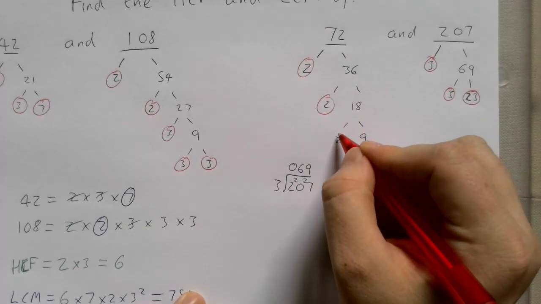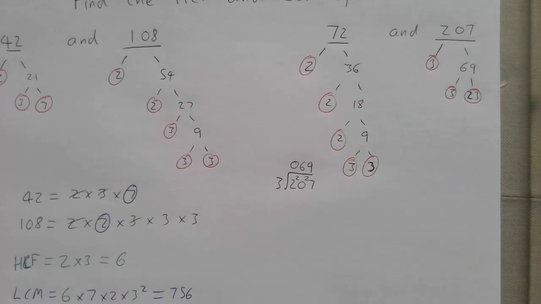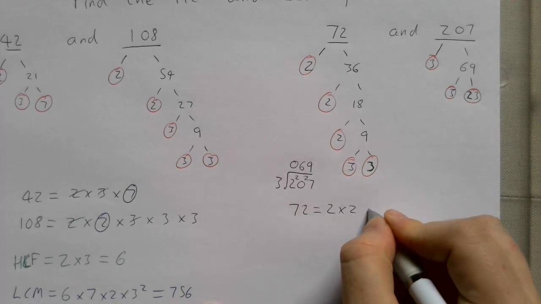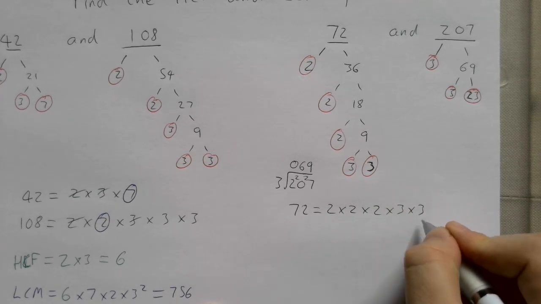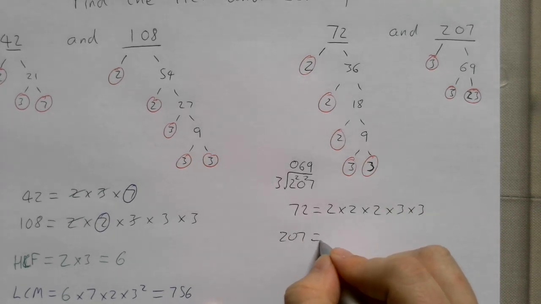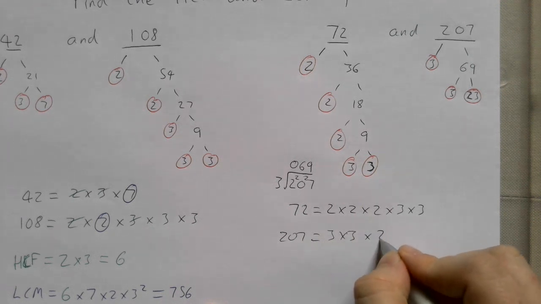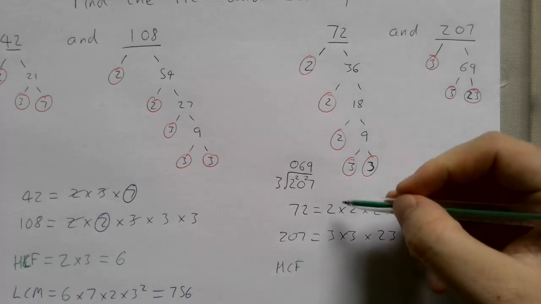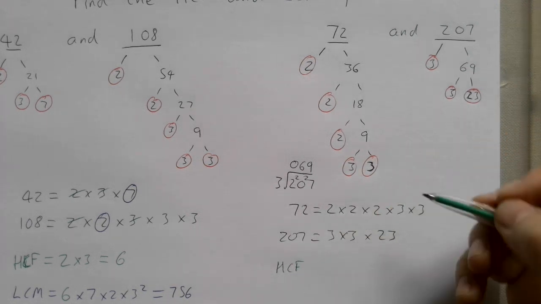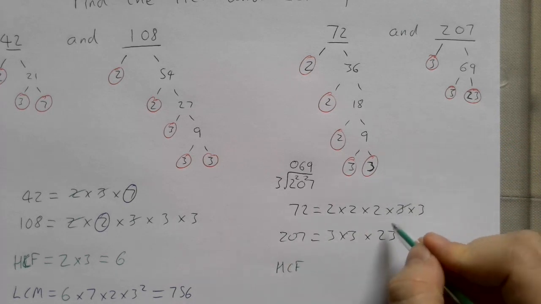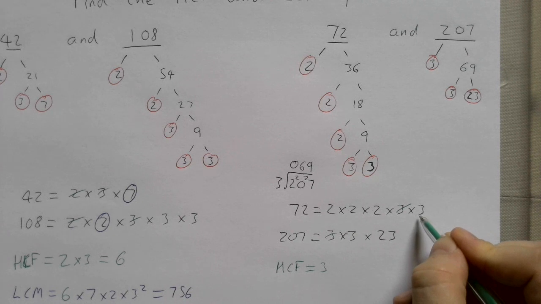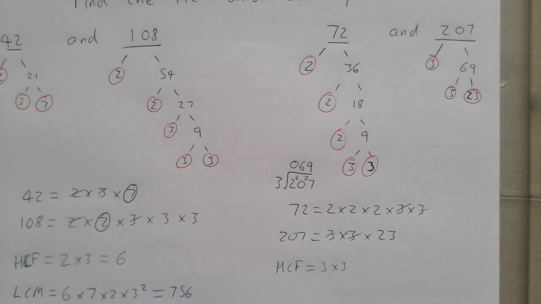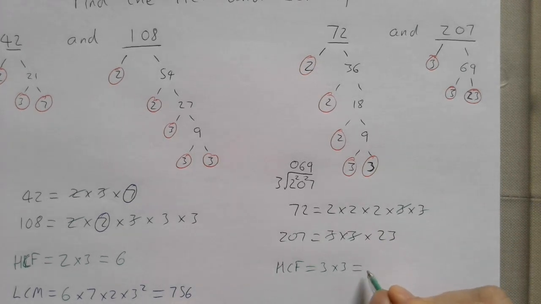So I'm going to circle all those and write them out. So we've got 72 equals 2 times 2 times 2 times 3 times 3. And 207 equals 3 times 3 times 23. So highest common factor. 2 appears in 72, but it doesn't appear in 207. 3 does appear in 207. And we've got another 3 there and another 3 there. And that's all our common prime factors. So our highest common factor is just 9.